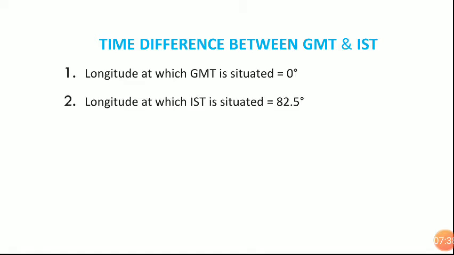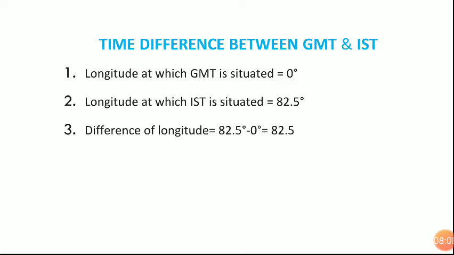Longitude at which GMT is situated is 0 degree, that is the prime meridian. The standard longitude of India is 82.5 degrees. Now, first thing is that you have to find the difference between the two longitudes, for which you have to calculate the difference in the time. So here we have two given values, that is 0 degree and 82.5 degrees. We will subtract them.